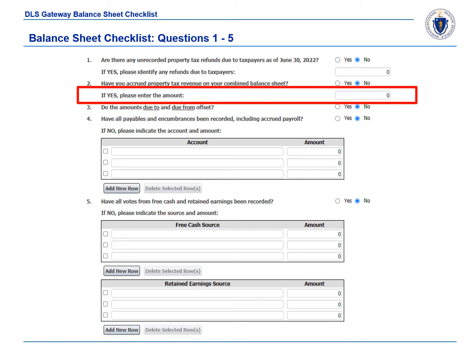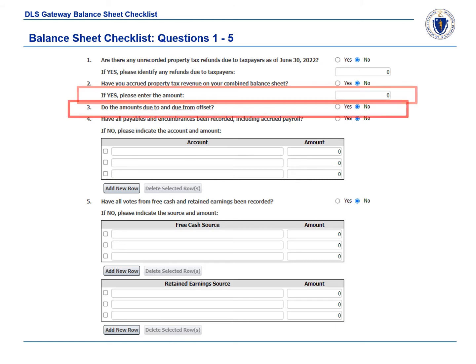balance sheet checklist. Question 3 is a yes or no answer, asking if the amounts due to and due from on the combined balance sheet offset each other. A yes answer means that the due to amounts equal the due from amounts. A no answer means they are not equal, and your community's Bureau of Accounts field representative will send your balance sheet back to you for updating. If there is an unexplained variance, the amount will be a reduction to free cash.